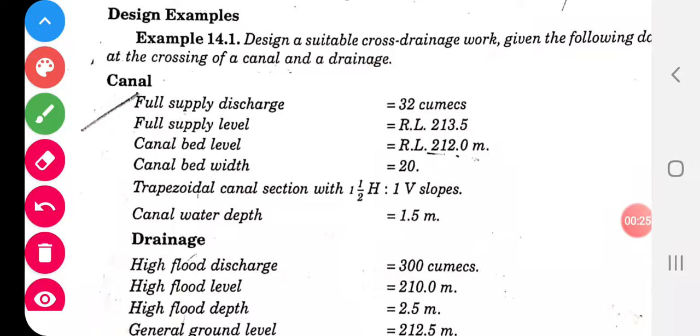In the previous two classes I discussed what the different types of cross drainage works are, and what the design considerations for the cross drainage work are. Today is the last part of this cross drainage work, that is the design example. In the examinations sometimes you will be asked a design problem on cross drainage work.